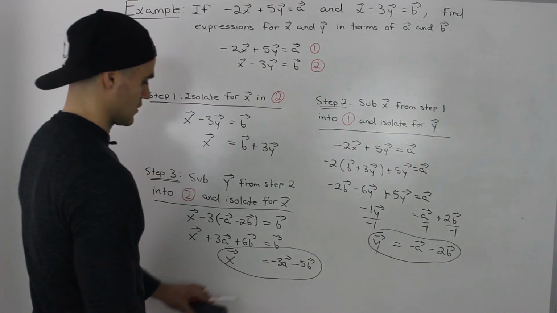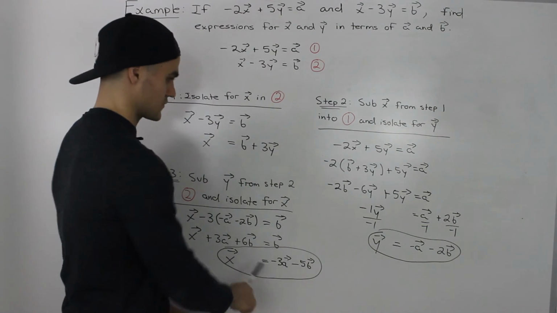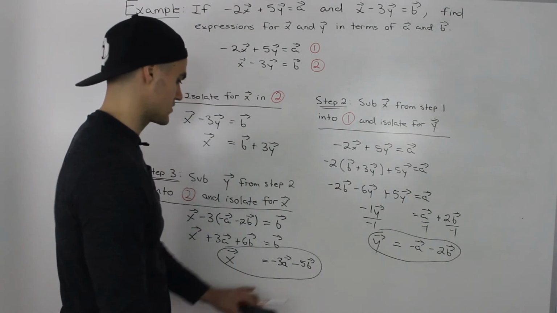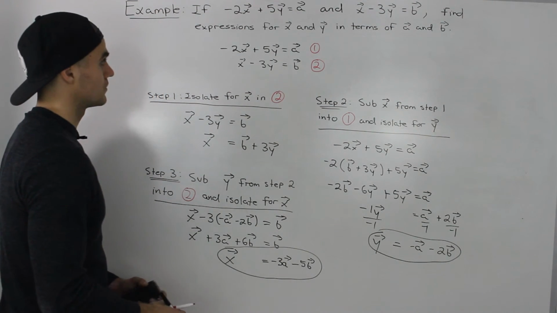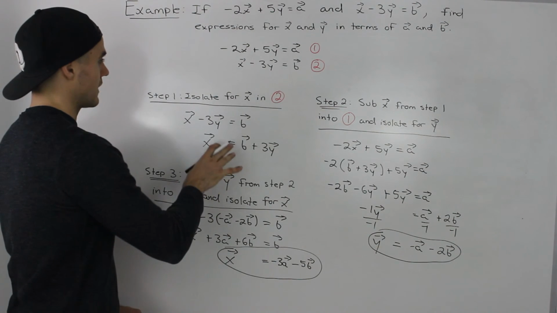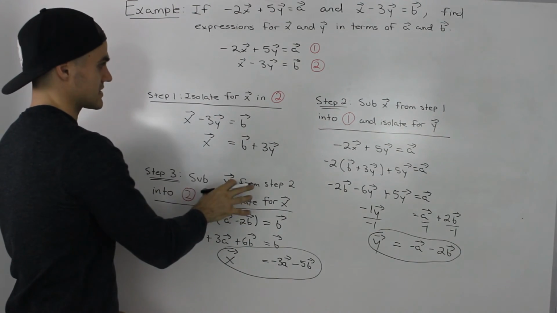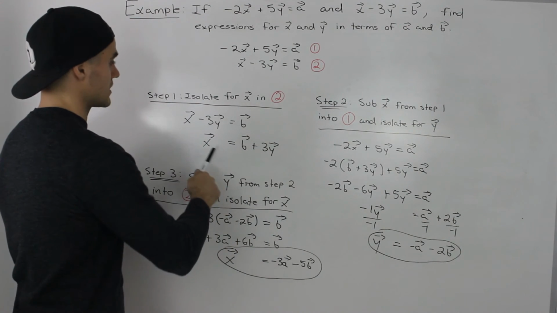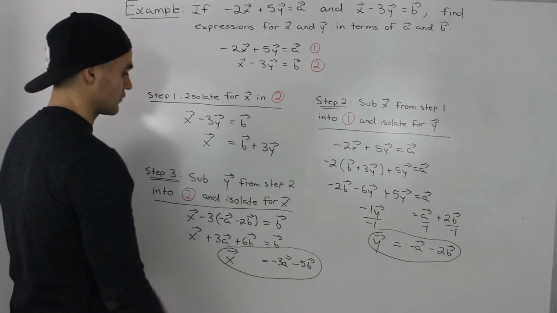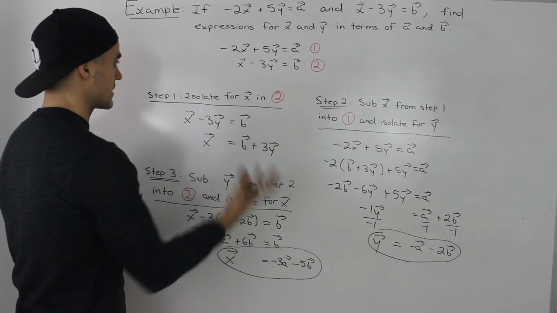And that's it. So we found expressions for vector x and vector y in terms of vectors A and B. So as I mentioned, lots of algebra, but just follow these steps. Now, it might not always be this smooth. Sometimes when you isolate for x, you have to deal with fractions. However, the steps are always the same.